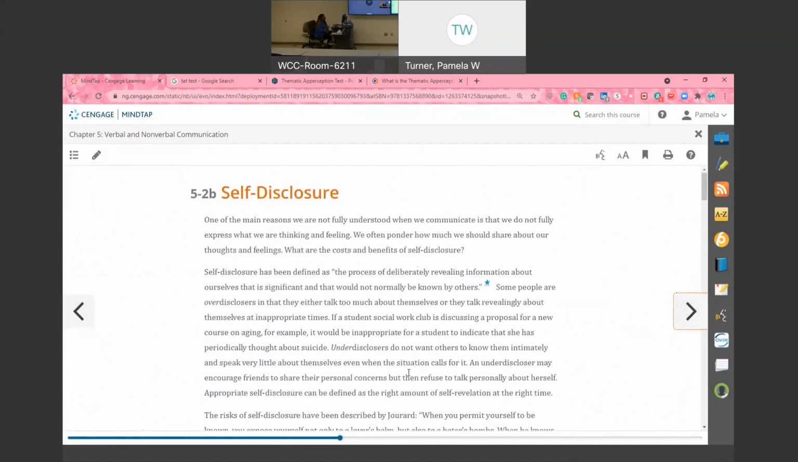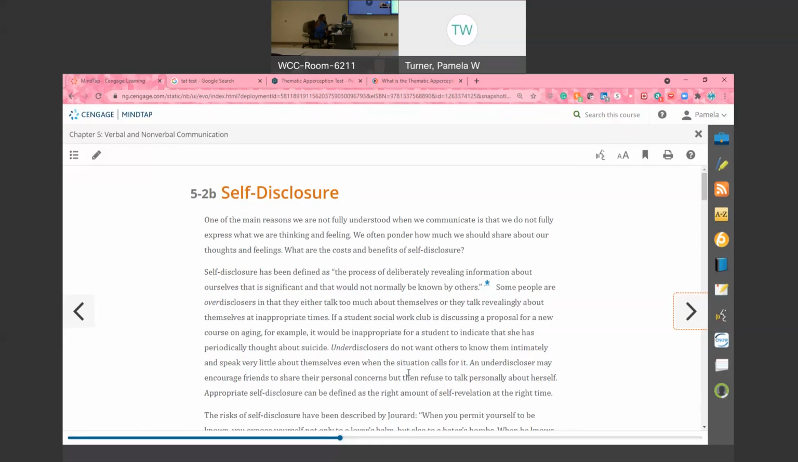Self-disclosure can be defined as a process of deliberately revealing information about ourselves that is significant that would not normally be known by others. That's self-disclosure. With a friend, self-disclosure is fine. You can disclose as much as you want. In the clinical setting, we disclose minimally. That means there's no reason to tell our client about ourselves. They may ask for information, but we're supposed to be this kind of figure that they can interact with. So telling them about my children, my stuff, all those things stops the process.